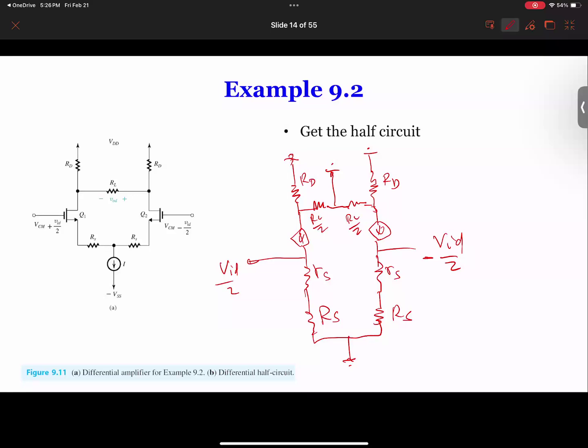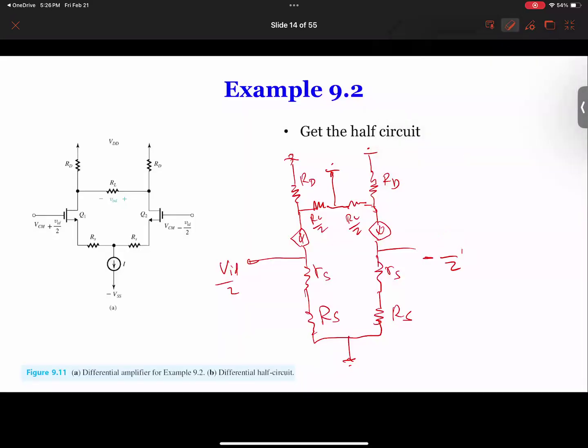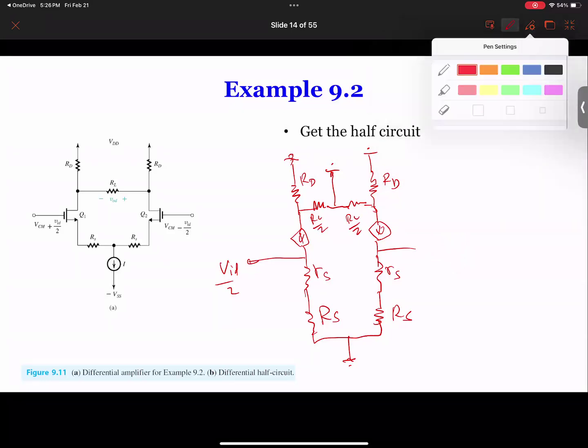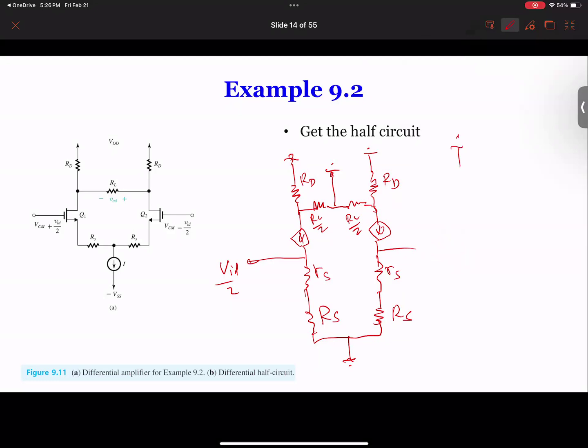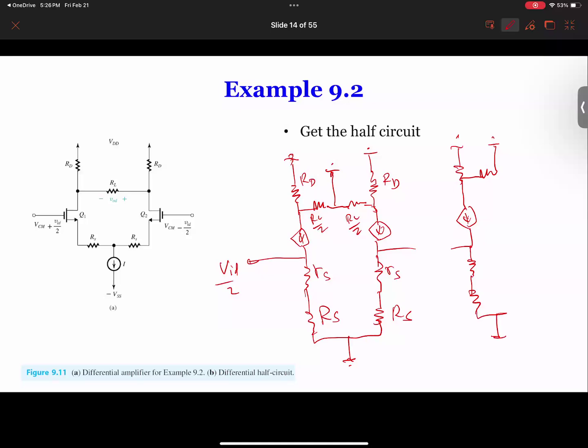You see what happened to this circuit? We basically separate them into two. So what I can do is draw, let me erase this one so I have more space, one half circuit. So basically this RD, these two become in parallel. This is ground. So I have this half circuit, and my output is right over here.